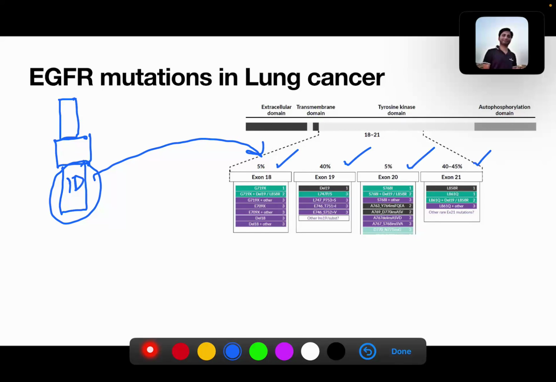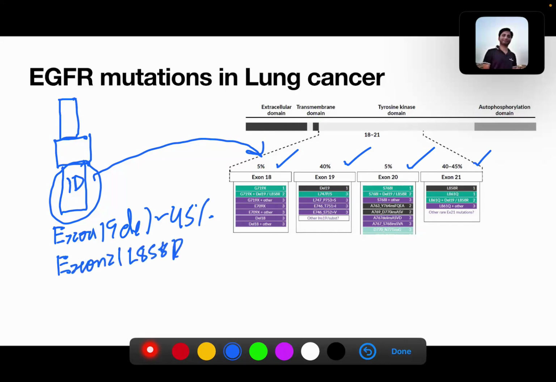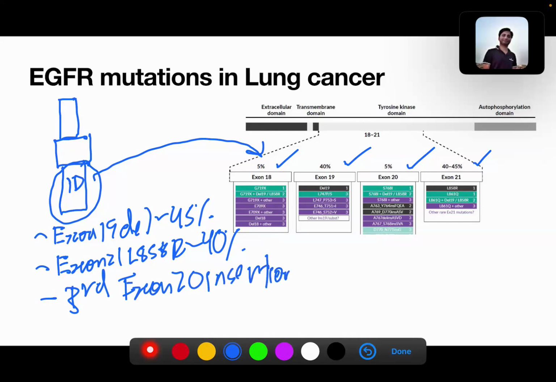So what are the common driver mutations? The most common one is exon 19 deletion, seen in 45% of patients. Then the second most common is exon 21 L858R, which is seen in 40% of the patients, right? And the third most common is exon 20 insertion, seen in 8 to 10% of patients. This exon 20 insertion is interesting because these patients are resistant to anti-EGFR TKIs, right?